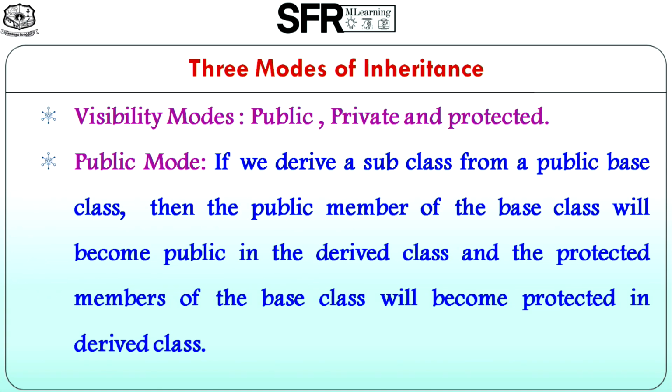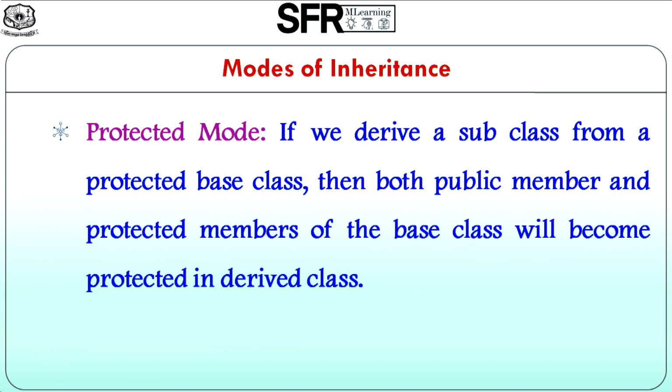There are three modes of inheritance, the visibility modes: public, private and protected. In public mode, if we derive a subclass from a public base class, then the public member of the base class will become public in the derived class and the protected member of the base class will become protected in the derived class. In protected mode, if we derive a subclass from a protected base class, then both the public member and protected member of the base class will become protected in the derived class.